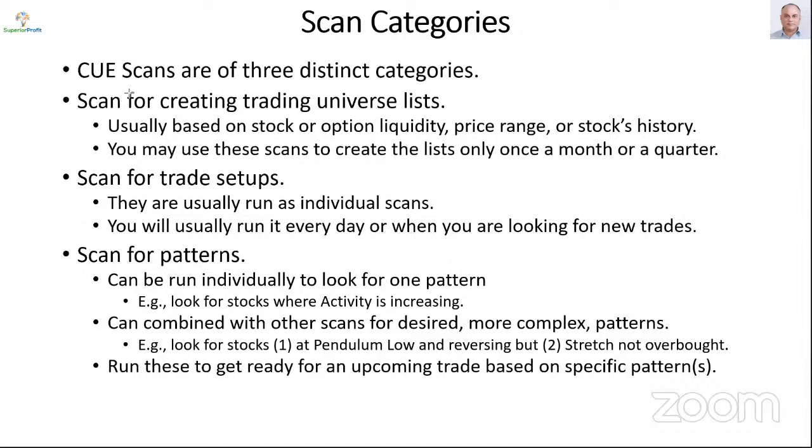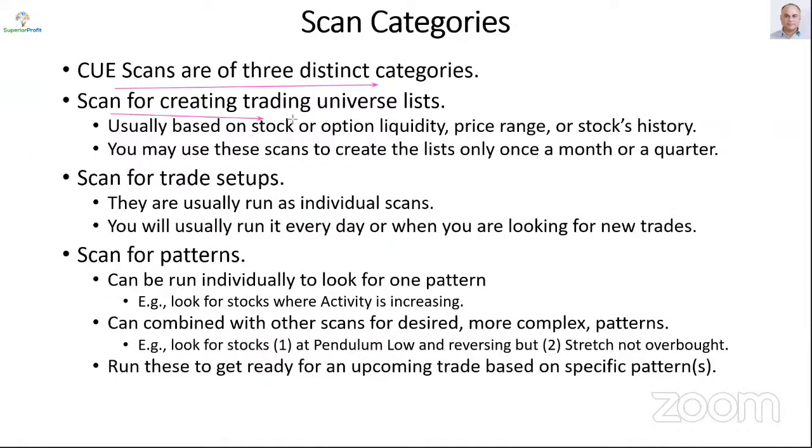Scan categories. Q-scans are of 3 distinct categories. And it is useful to keep that in mind. We have many scans. The categories are useful to keep in mind, so we know which one to use when.